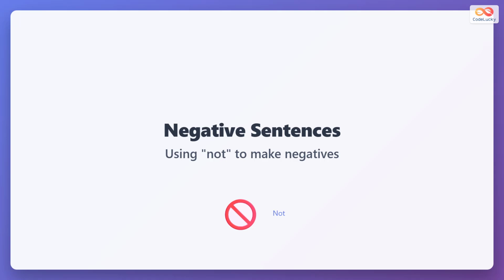Negative sentences express that something is not true or did not happen. The word not is the main way to make sentences negative in English. We place not after helping verbs like be or do.